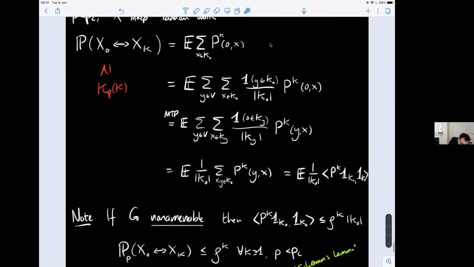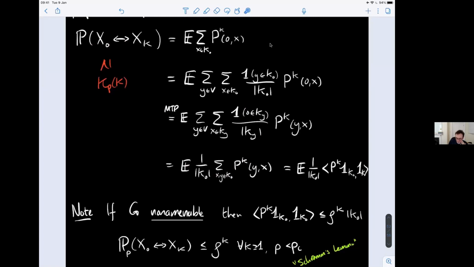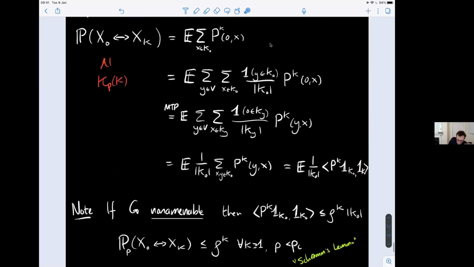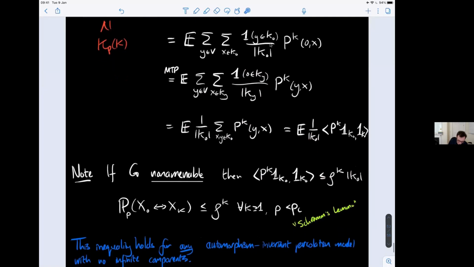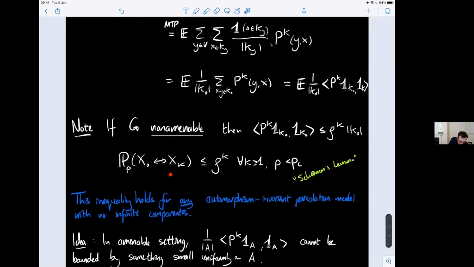Now, before going further in this intermediate growth setup, let's notice that something very nice happens here if the graph is non-amenable. In this inner product, I can pull out the norm of p to the k, which is the spectral radius to the k, and remember the spectral radius is strictly less than 1 when the graph is non-amenable by Kesten's theorem. I get the spectral radius to the k times the volume, which cancels with this. So the probability that the origin is connected to xk is always bounded by the spectral radius to the power k, for p less than pc. Because this bound holds uniformly all the way up to pc, it must hold at pc as well, because as we saw before, connection probabilities are always left continuous in p.